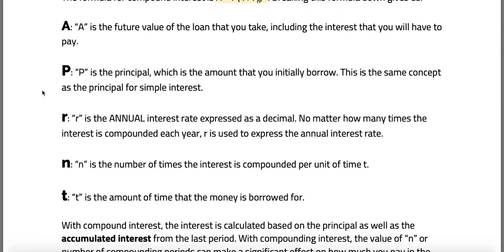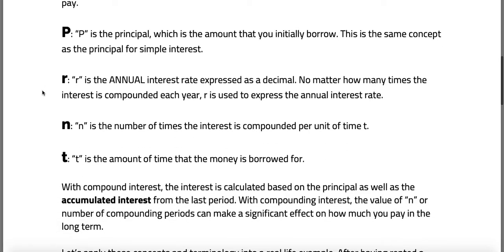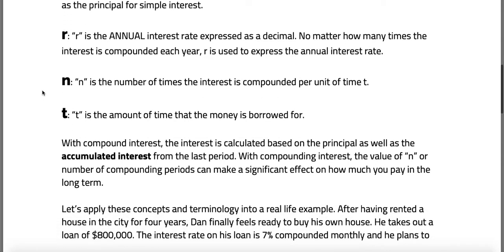P is the principal, again, the initial amount you borrow. R is the annual interest rate, expressed as a decimal. N is the number of times the interest is compounded per unit of time T. So for example, perhaps the interest is compounded monthly, weekly, yearly, etc. And finally, T, like last time, is the amount of time that the money is borrowed for.